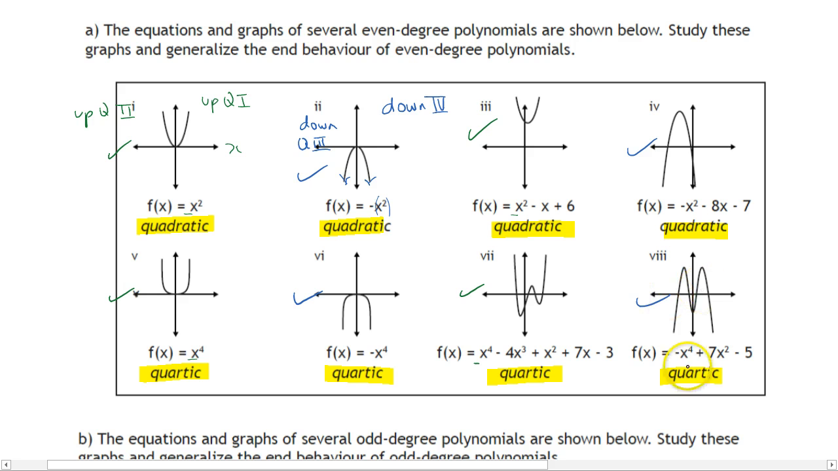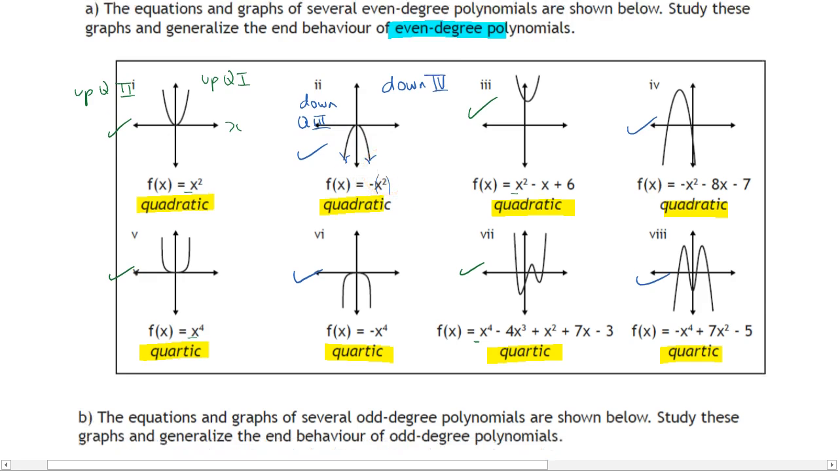So whenever the leading coefficient is negative, and these are all the even degree. So by even degree, it's either 2 or 4. It's either quadratic or quartic. So we have a bit of a pattern here. So in an even degree polynomial, it's going to be going either both up or both down. And if the leading coefficient is positive, they're both going up. If the leading coefficient is negative, then they're both going down. So that's for the even degree polynomials.